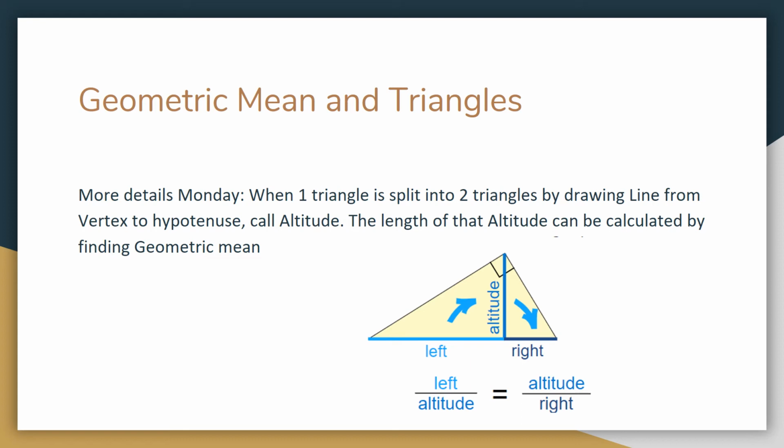So on the right side, the long leg is not the word right, but the word altitude, and the short leg of that smaller triangle is the word right. So now we have our mean proportion. And if we wanted to solve it, we cross multiply: left times right equals altitude squared. And then we take the square root.